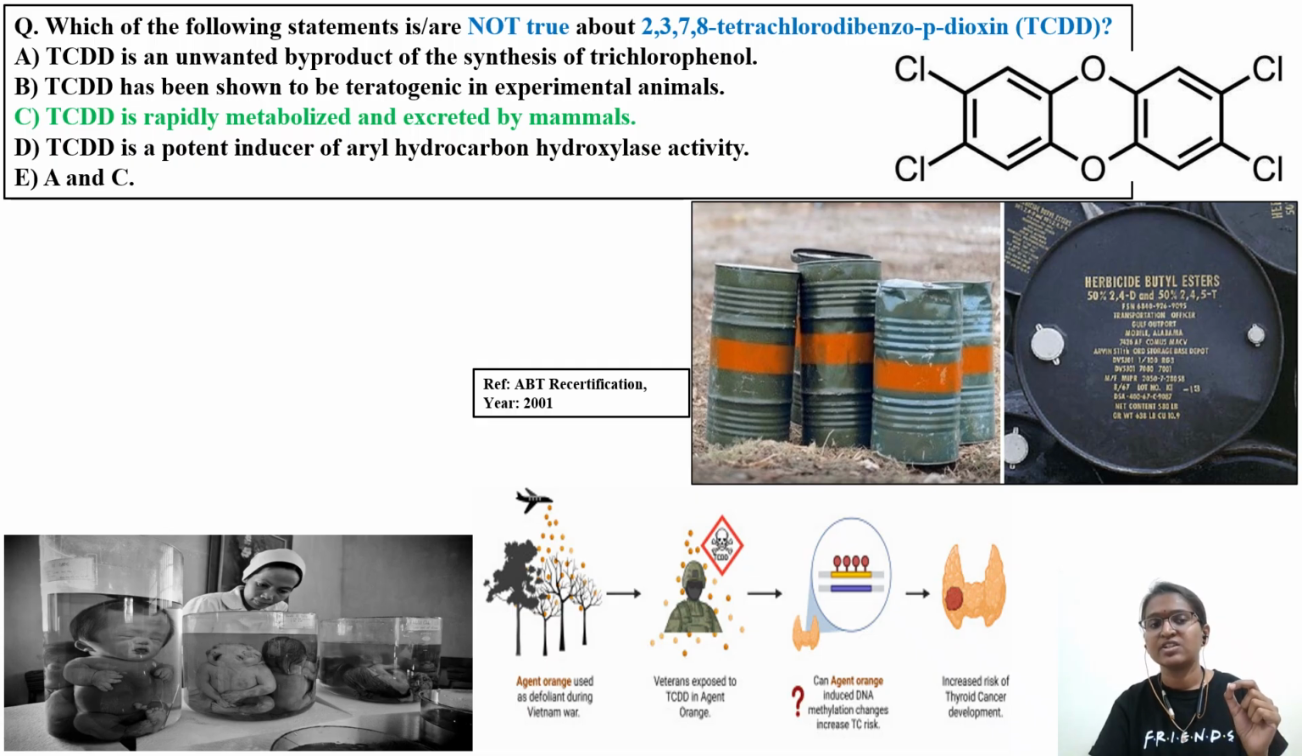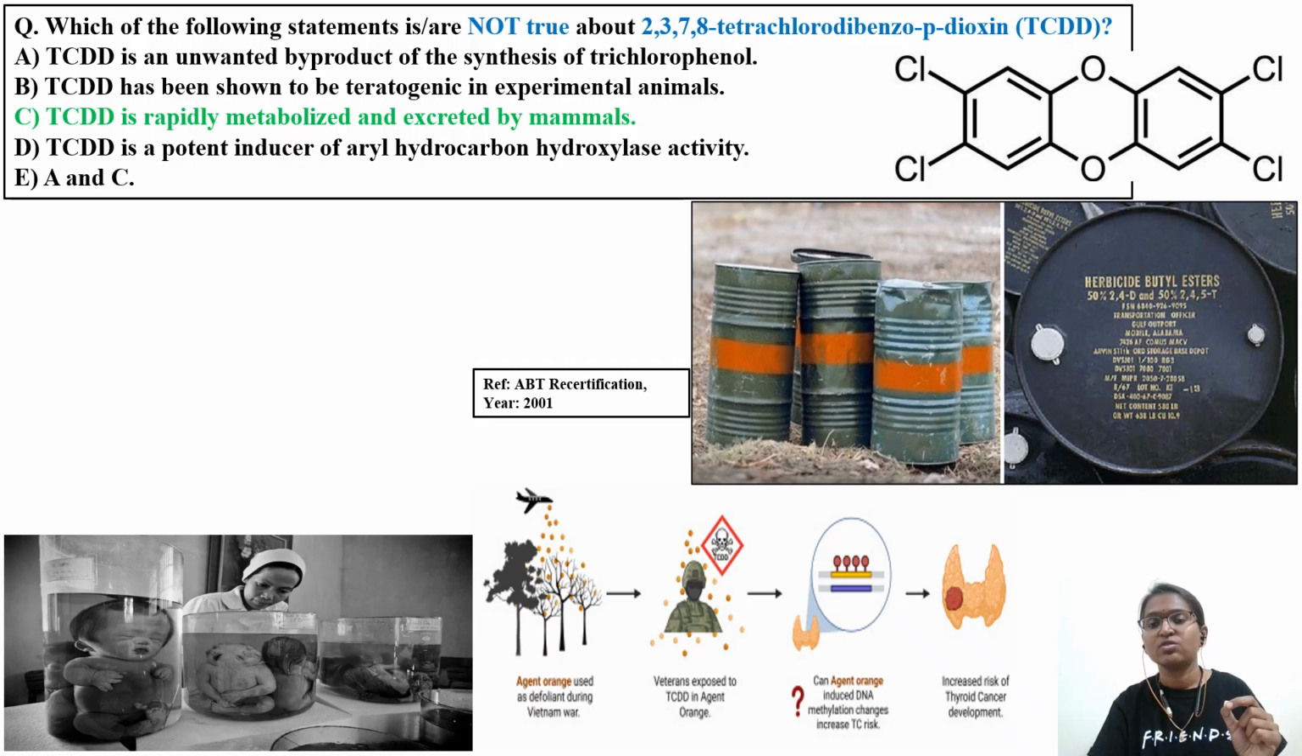TCDD is not rapidly metabolized or excreted by mammals, but the rest of the statements, that is unwanted byproduct in the synthesis of trichlorophenol, shown to be teratogenic in experimental animals, and potent inducer of aryl hydrocarbon hydroxylase activity, are all true with respect to TCDD.